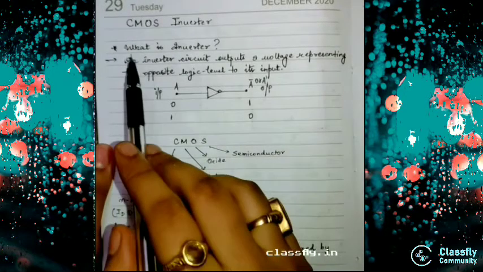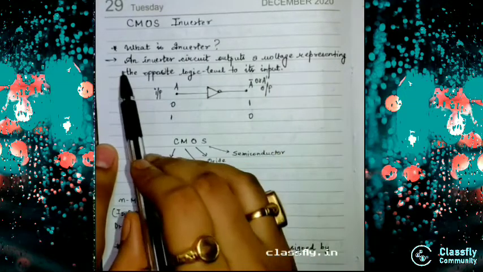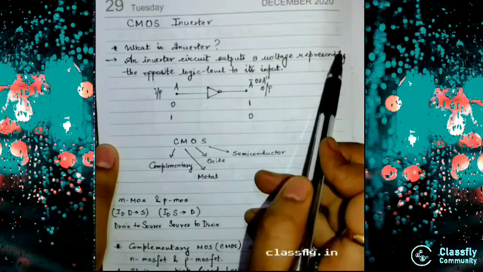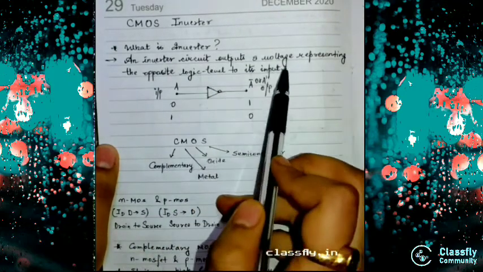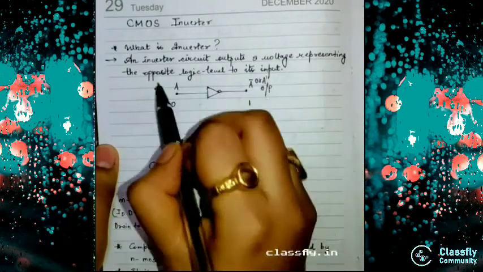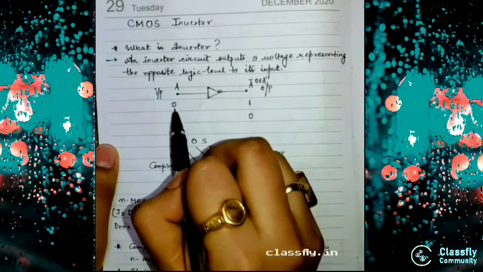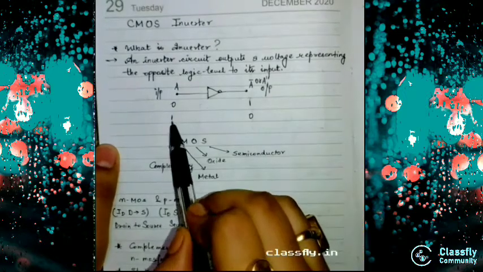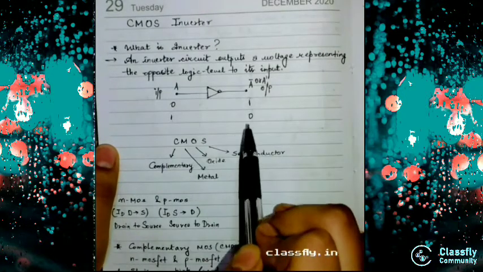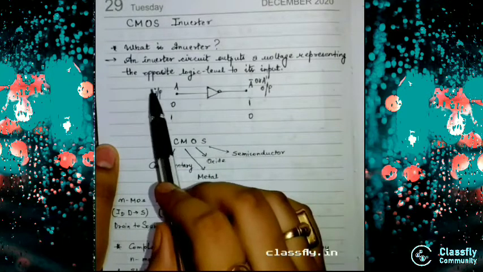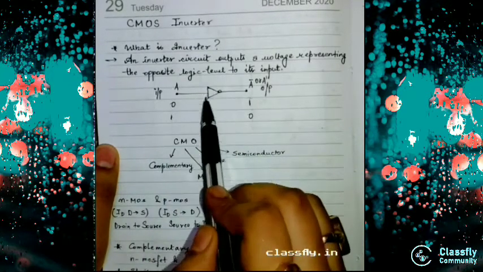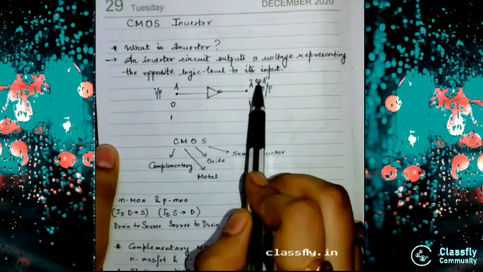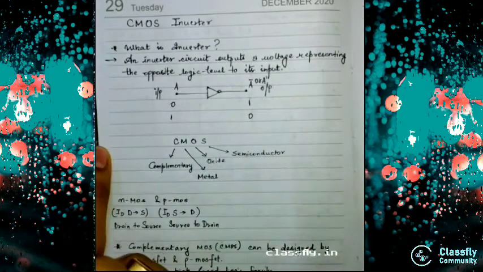If you are asked what is an inverter, you will say that an inverter circuit outputs a voltage representing the opposite logic level to its input. That means if my input is 0, I will get the output as 1, and if my input is 1, I will get the output as 0. That means if my input is A, then using the NOT gate, I will get the output as A complement or A dash, right?